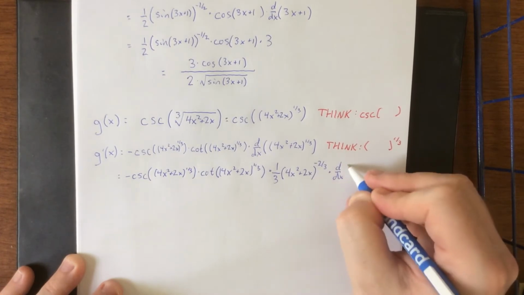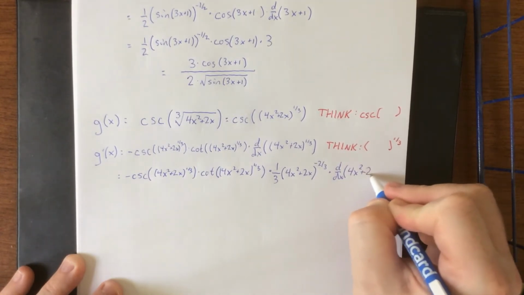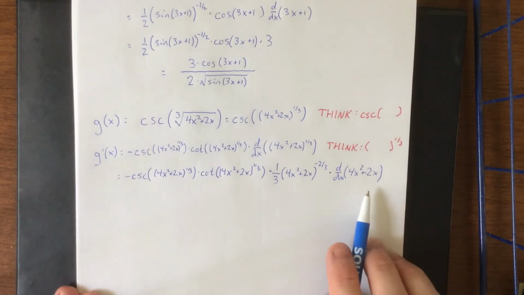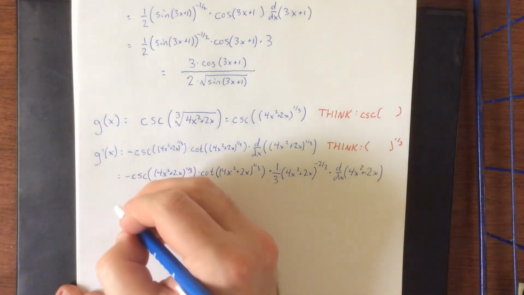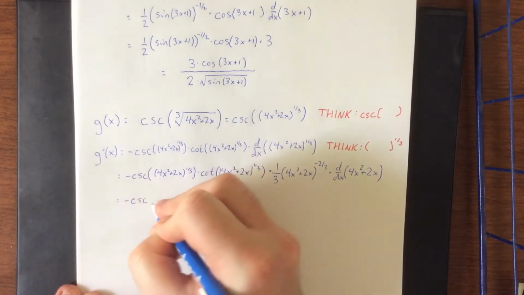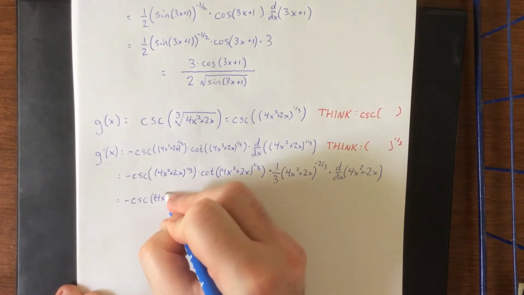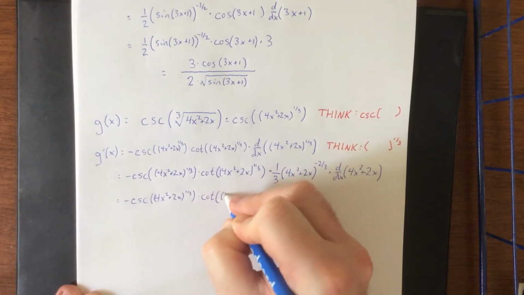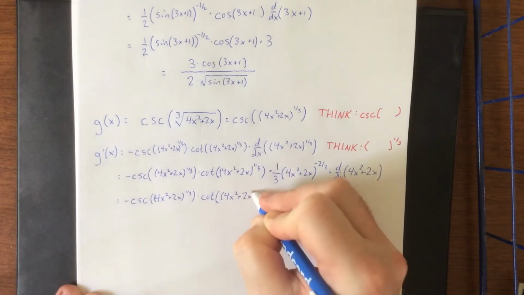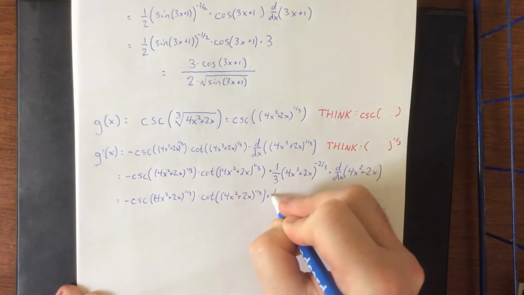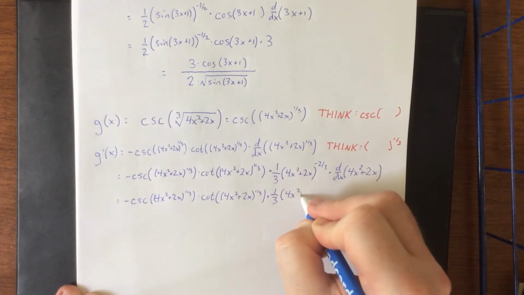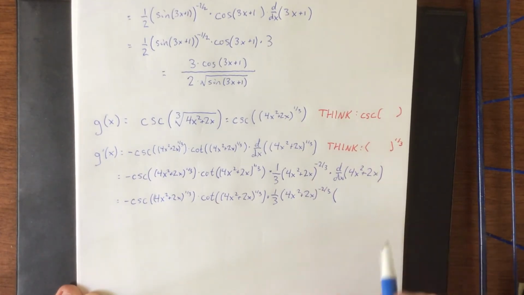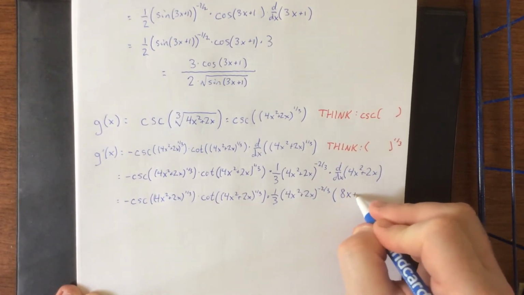The chain rule says whatever was on the inside, we're going to multiply by that derivative next. Like so. Now this derivative will not require the use of the chain rule, this one will just require the use of the power rule. So we'll wind up with the negative cosecant of 4x squared plus 2x to the 1/3 power times the cotangent of 4x squared plus 2x raised to the 1/3 power times 1/3 4x squared plus 2x to the negative 2/3 power, and finally we'll be multiplying that by the derivative of 4x squared plus 2x, also known as 8x plus 2.